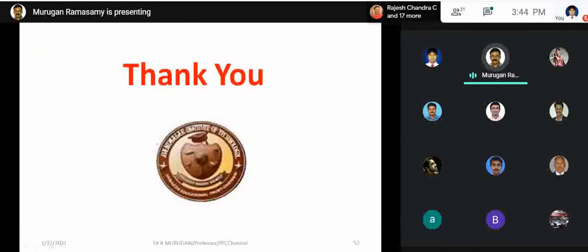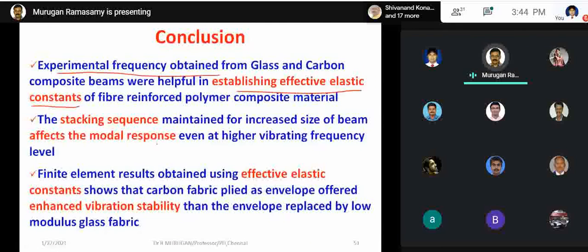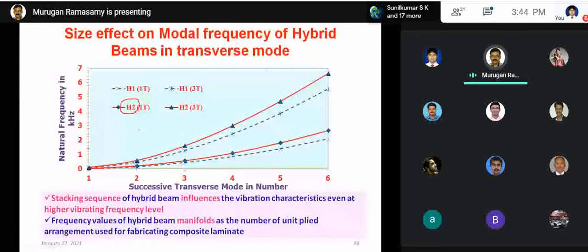The reference. Thank you, participants. If you have any clarification regarding this, you can ask questions. Actually, the three broad areas we combined are composite material, modal analysis, and the finite element method.